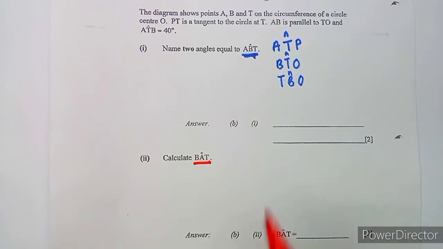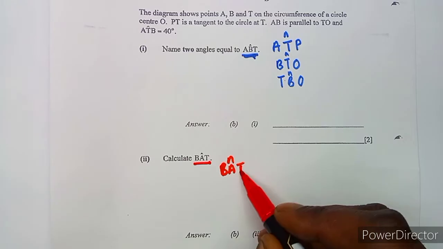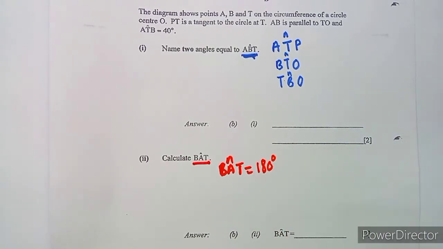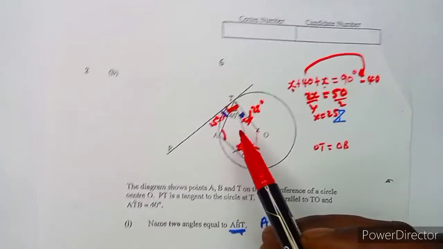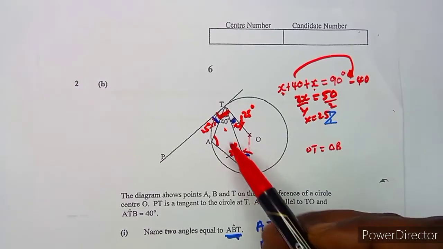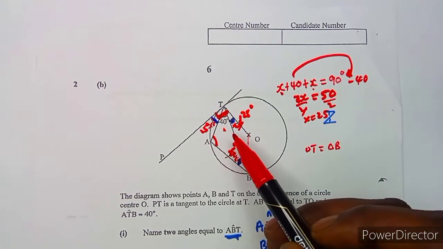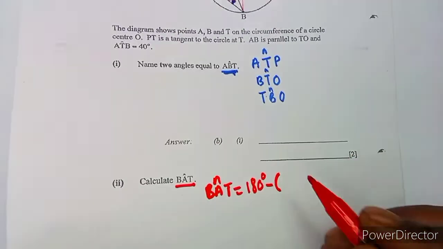To calculate BAT. Why? Because we are referring to angles inside a triangle that we know add up to 180 degrees. So to find BAT, I'm going to subtract these two angles which are inside this triangle, because all these three angles must give us 180. So let's subtract this 40 degrees and this 25 degrees.